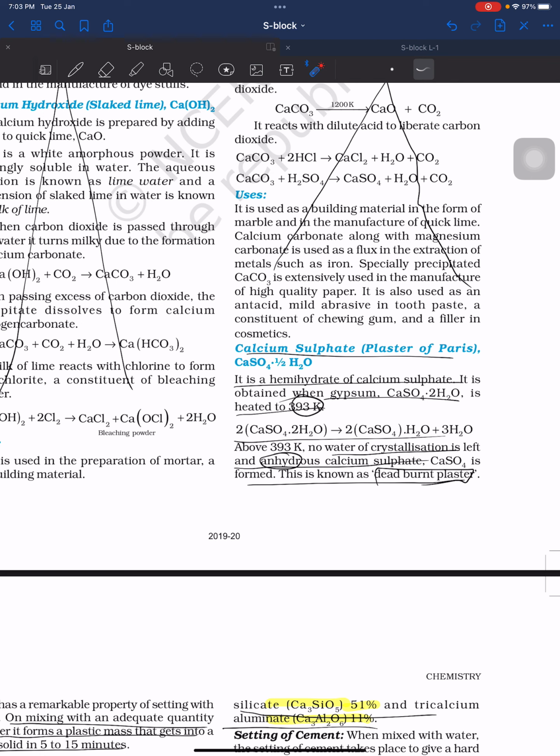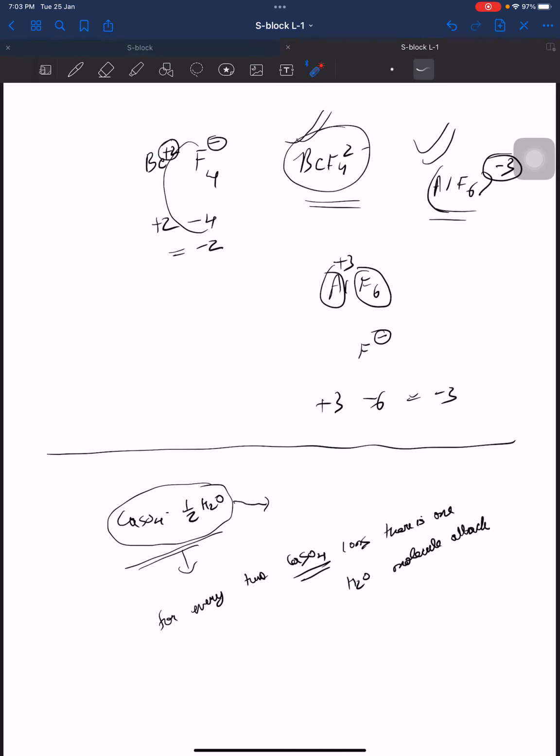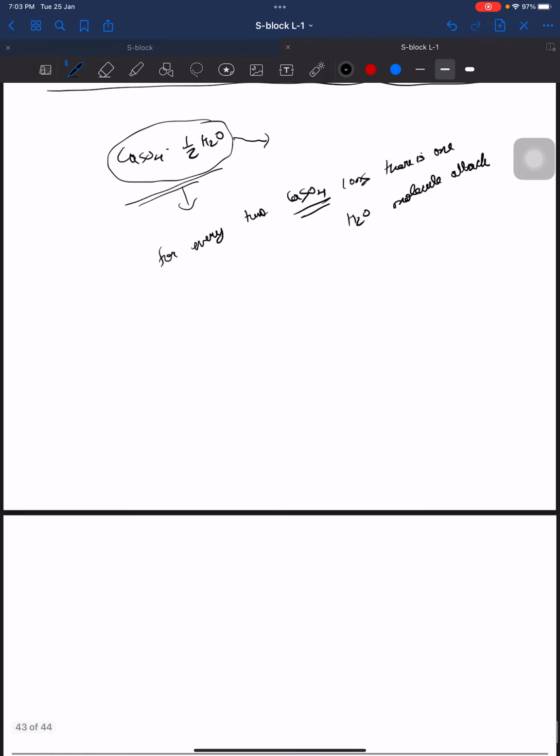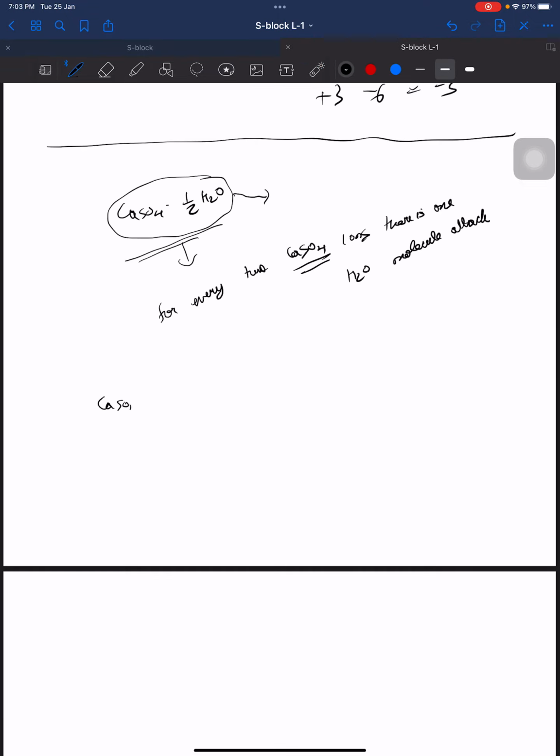So how is it actually prepared? This is prepared in the following manner: we heat the gypsum at 393 Kelvin. Basically we boil the gypsum at 120 degrees centigrade. Gypsum is calcium sulfate dot 2H2O. We heat this at approximately 120 degrees centigrade, and it breaks down into calcium sulfate hemihydrate, half H2O, plus 3 by 2 H2O is released, which is not the proper number.